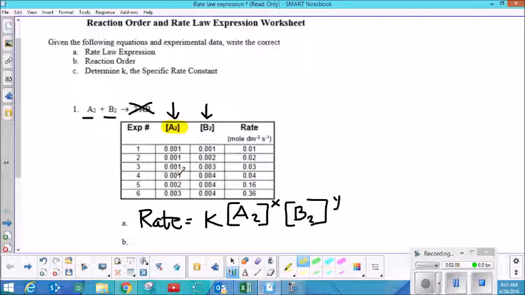So I've got some changing here. Between 4 and 5 it's doubling. Between 4 and 6 it's tripling. I prefer to look at the doubling, although you could look at the tripling. We're going to go ahead and look at the double. Notice that for those two places that I picked, B2 is constant. So we're going to look at how doubling of A affects the rate.